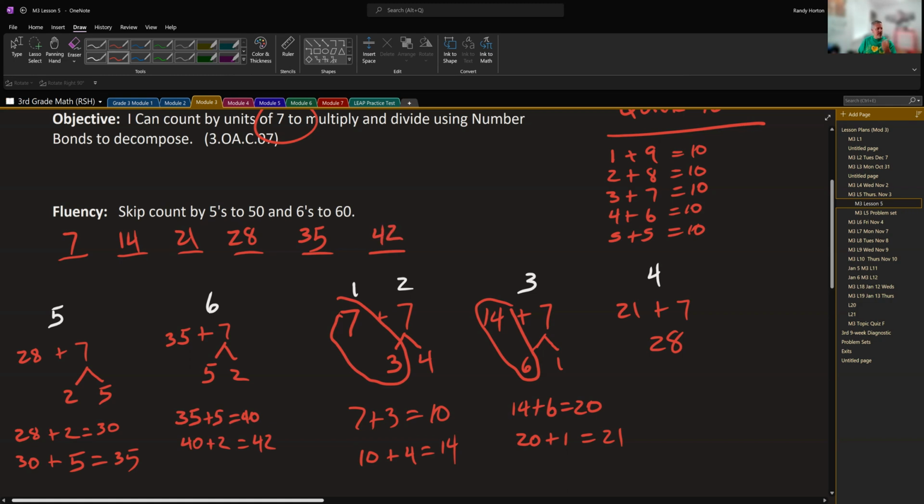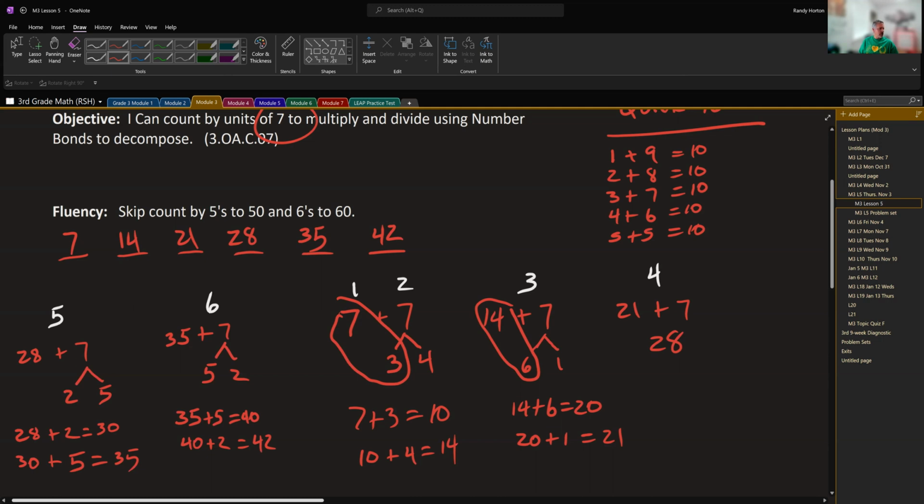So 7, 14, 21, 28, 35, 42. And so again, that's just the simple strategy of using number bonds to break apart your numbers so that you can use them easily when you're adding and skip counting and so forth.